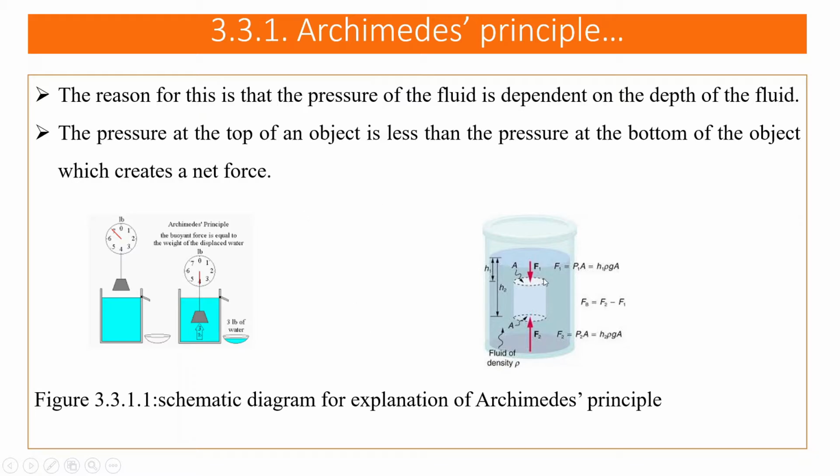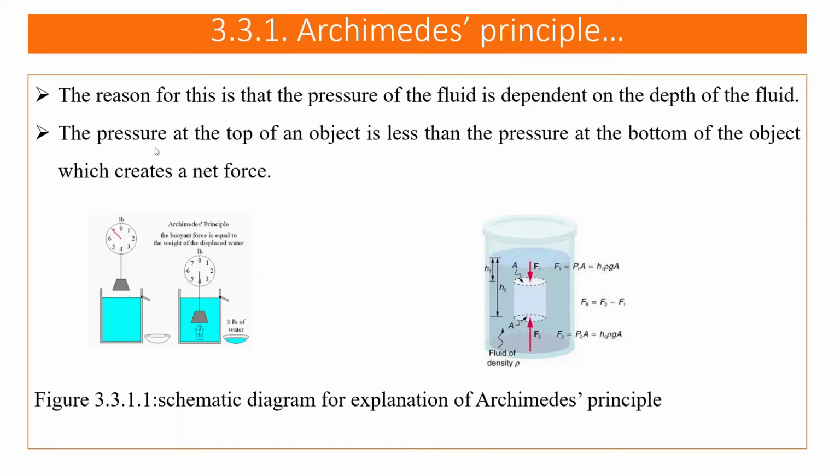In this diagram, you can see that the pressure at this point is different from the pressure at the second point. The pressure at the first point is equal to H1 rho times g. The pressure at the second point is H2 rho times g. When you compare H1 with H2, the other variables are the same, and H2 is greater than H1. Due to this, we will get a larger value.